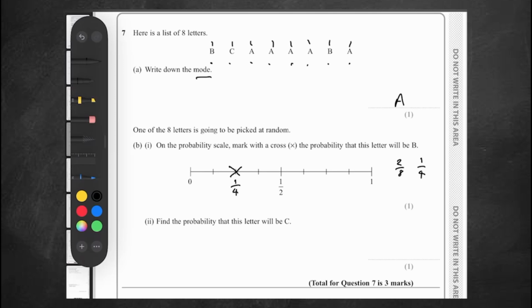Part BII. Find the probability that this letter will be a C. So as we said, there are 8 letters, only one of them is a C, so we're going to have 1 out of 8.